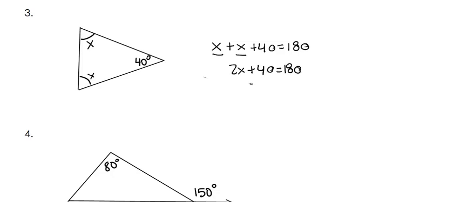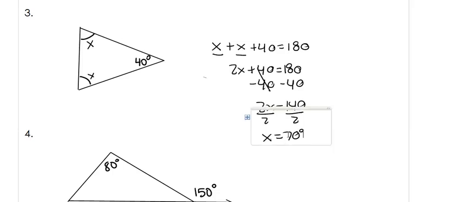Okay? And then I need to subtract 40 from both sides. So then I have 2x equals 140. Last step, divide by 2, x equals 70. That means both of the angles in that triangle that aren't labeled have to be 70 degrees.